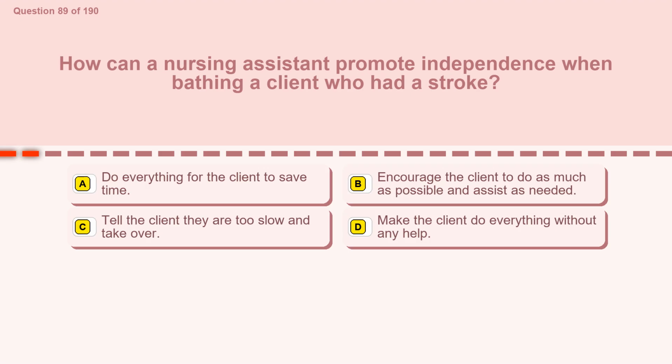Question 89. How can a nursing assistant promote independence when bathing a client who had a stroke? Option A. Do everything for the client to save time. Option B. Encourage the client to do as much as possible and assist as needed. Option C. Tell the client they are too slow and take over. Option D. Make the client do everything without any help.